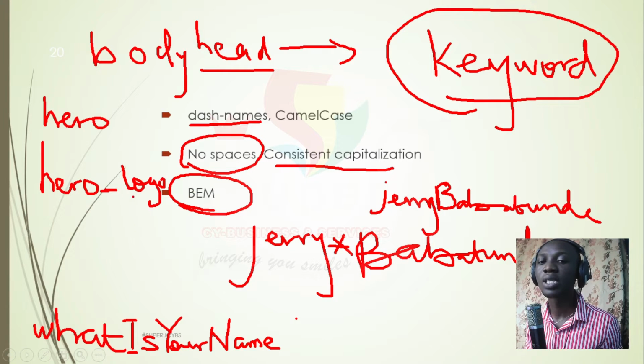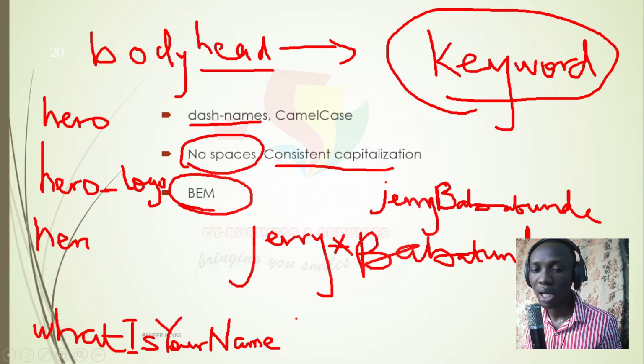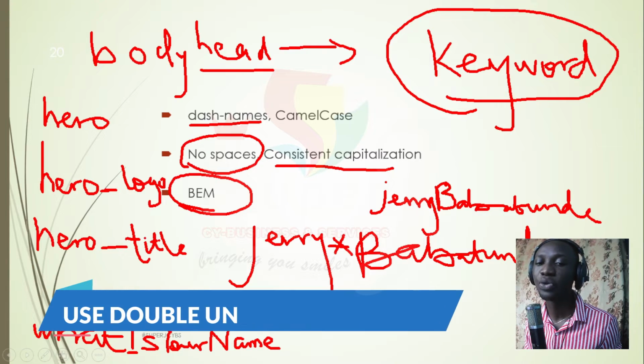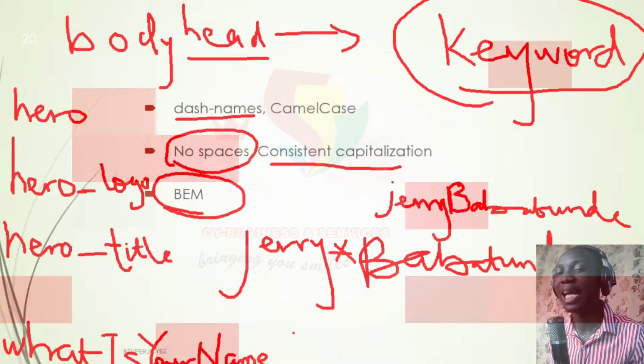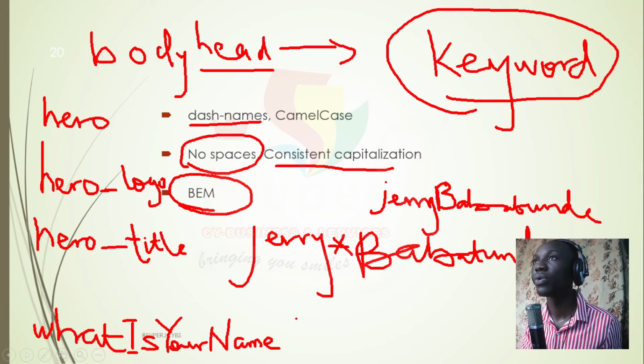So that is what the BEM is about. If I want to put something like heading or let's say title, I will say hero underscore title. This is so that whenever I'm reading or somebody is reading my code, it will be very easy for the person to understand that this title is for the hero. Thank you. So let's move on.